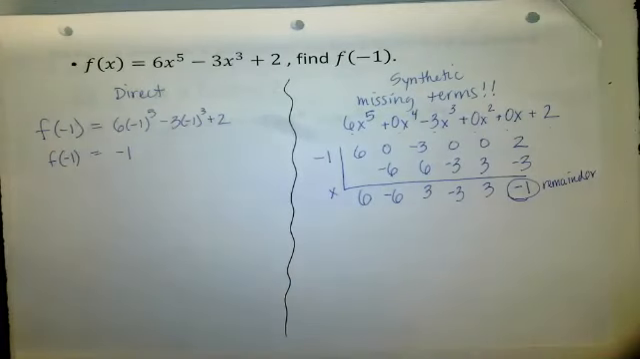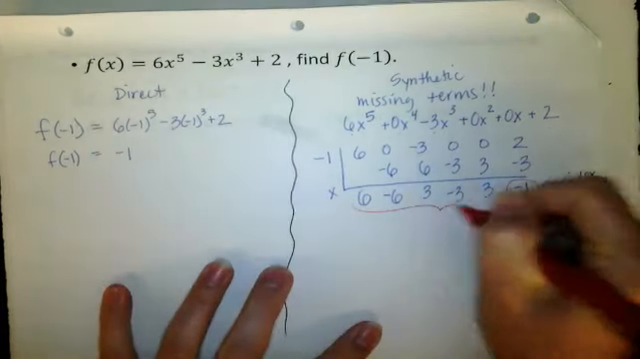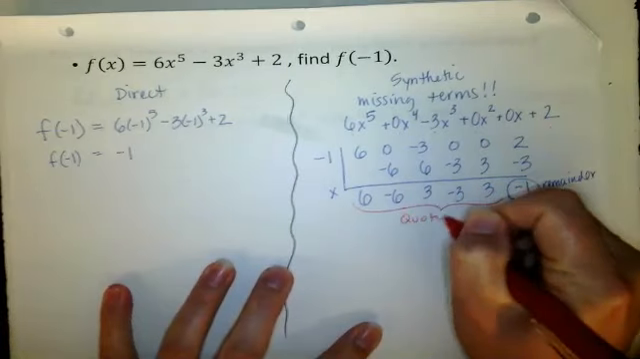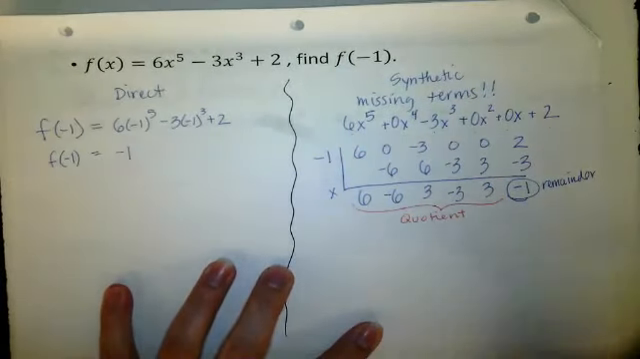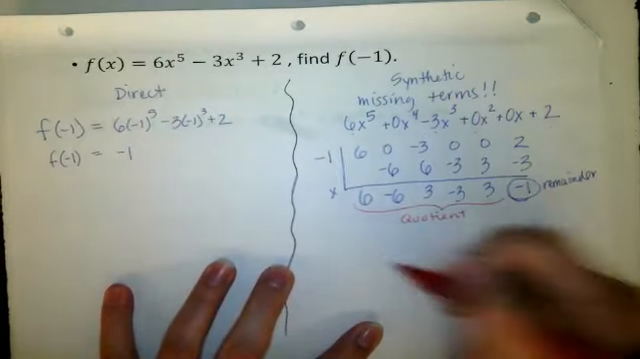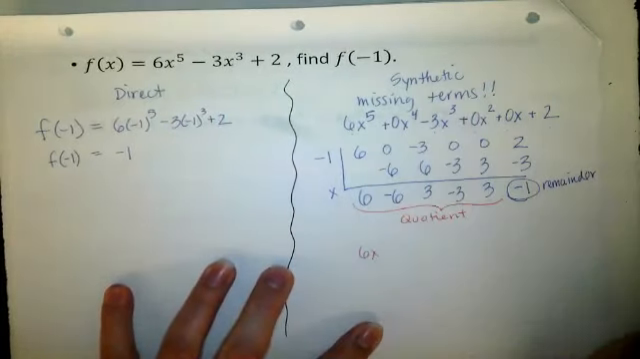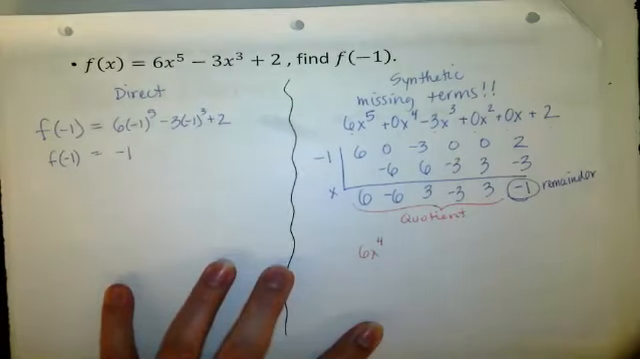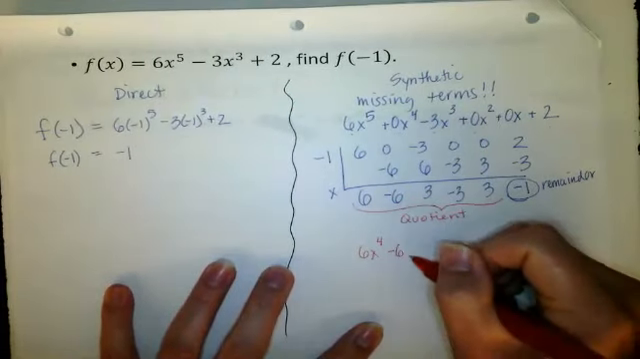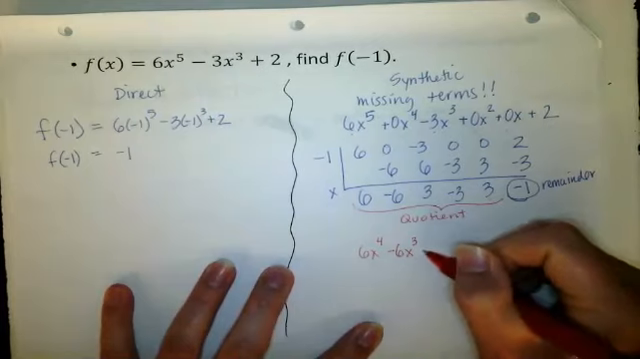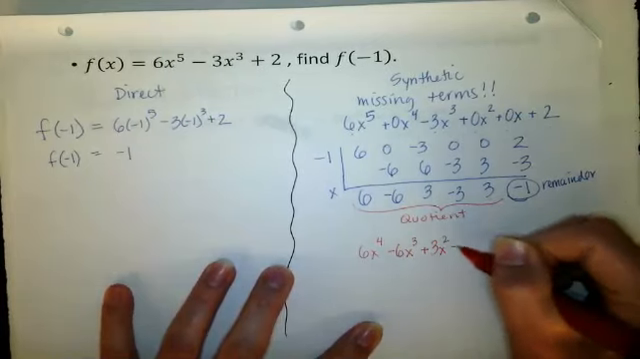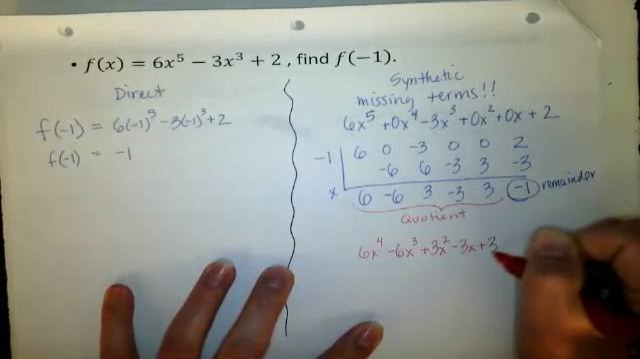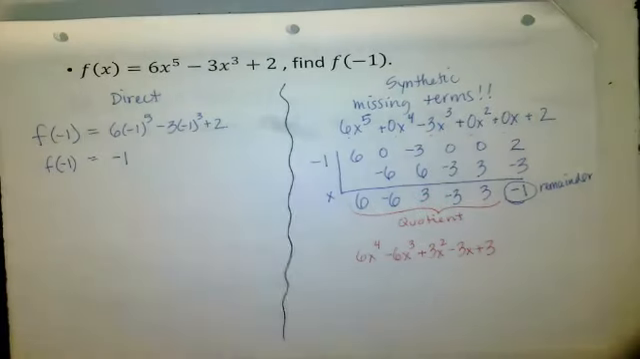So let me ask you a question. This thing represents our quotient. And I want to convert that quotient back into a polynomial. What would that polynomial be? 6x to the 5th minus 6. No, I mean the 4th. Oh, there we go. 6x to the 4th minus 6x cubed plus 3x squared minus 3x plus 3. So there's our quotient in the polynomial form.